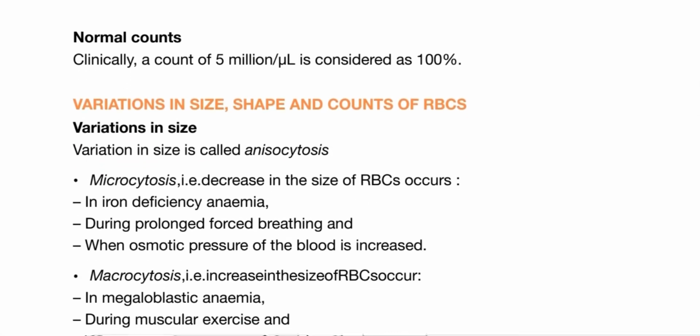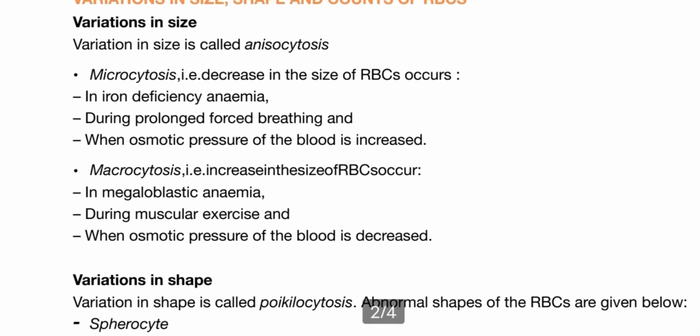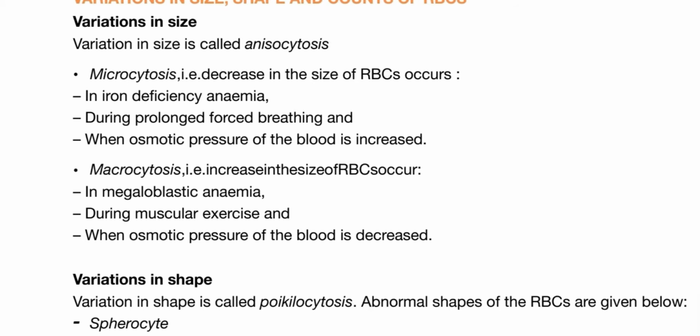Normal counts. Clinically, a count of 5 million per microliter is considered as 100%. The normal count of RBC is 5 million per microliter. Variations in size, shape, and counts of RBCs. The variation in size is called anisocytosis. Then variation in shape is called poikilocytosis.